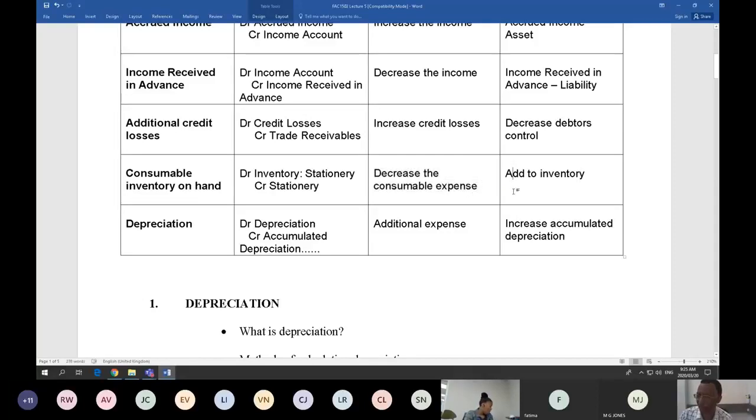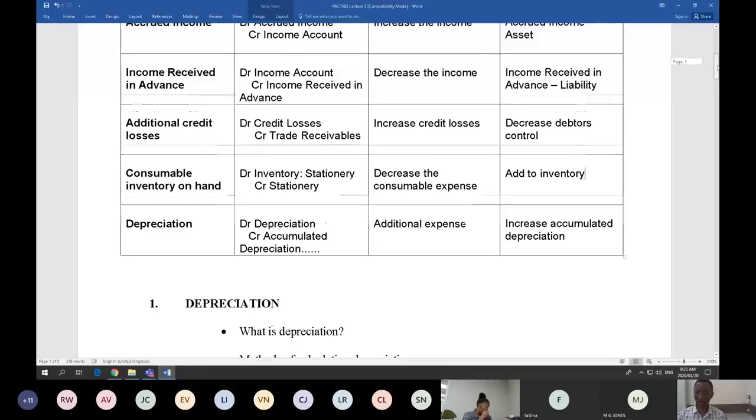And in your statement of financial position, under your current assets, remember you've got 4 categories of current assets: inventory, trade and other receivables, prepaid expenses, and cash and cash equivalents. So under your inventories, you will show your consumable inventory on hand, which in my example is the 200 Rand that is still on hand.